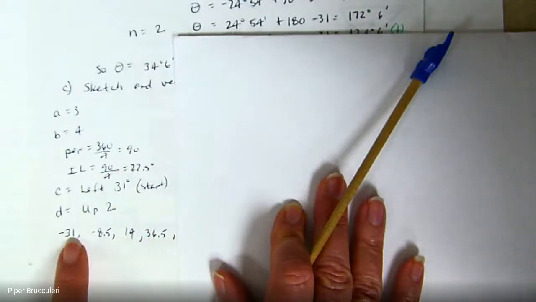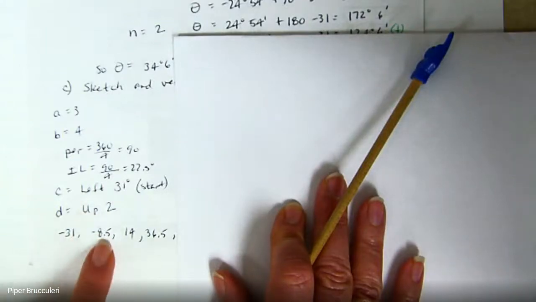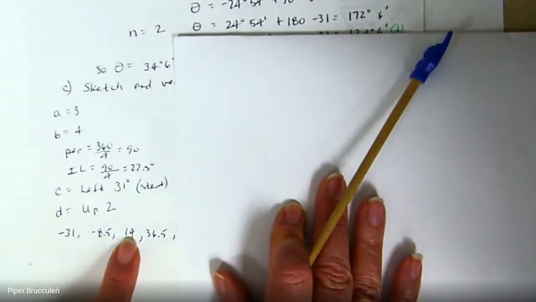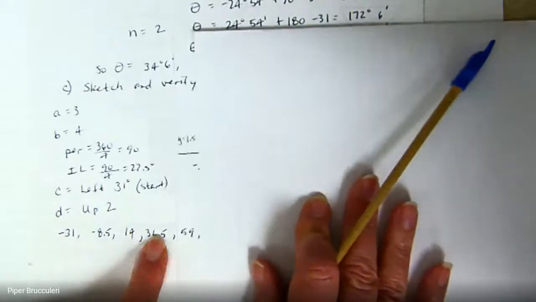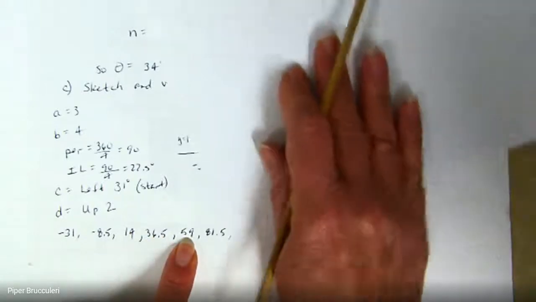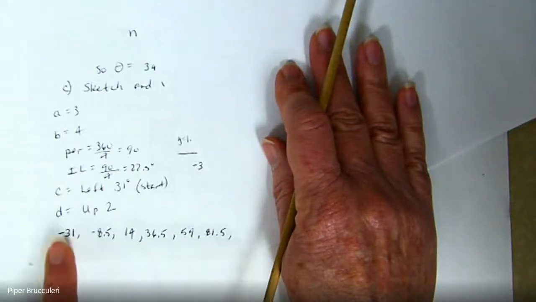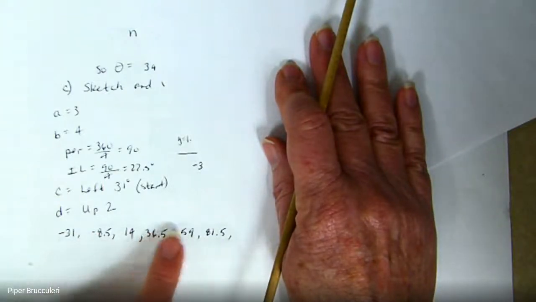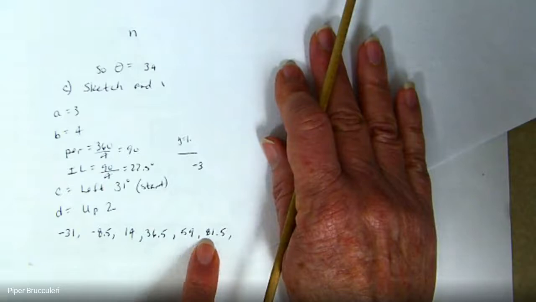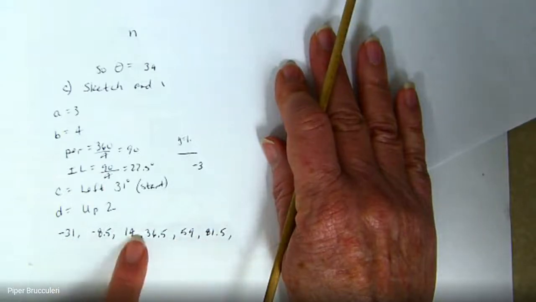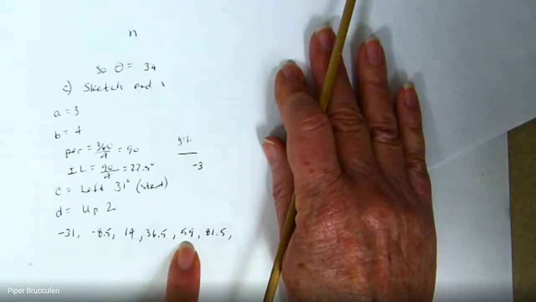Here's my 31 and start adding. So left 31 is starting at negative 31. Add 22.5, add 22.5, add 22.5, and add 22.5, and one more 22.5. So there's my tick marks. 1, 2, 3, 4, 5, 6. Why do I have 6? 1, 2, 3, 4, 5. That ends one cycle.